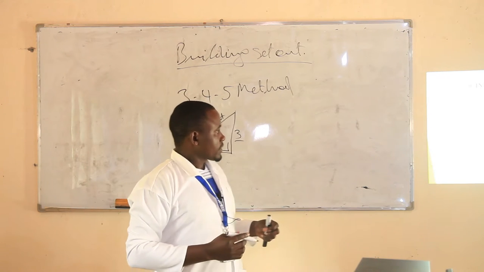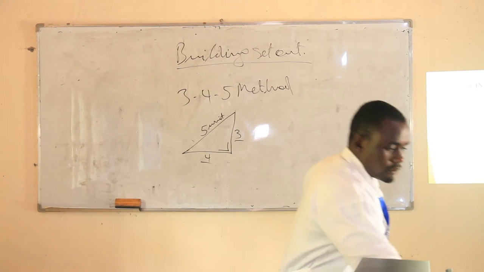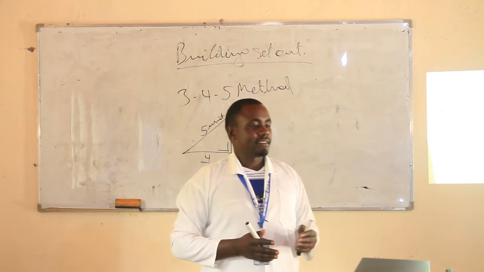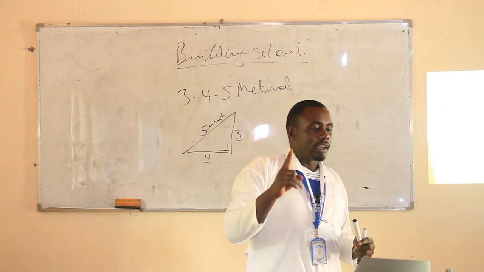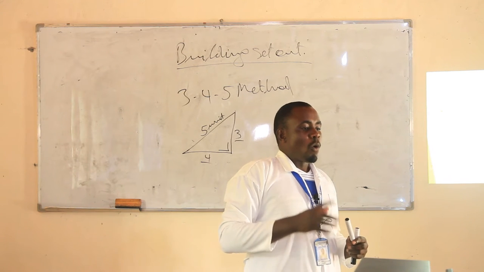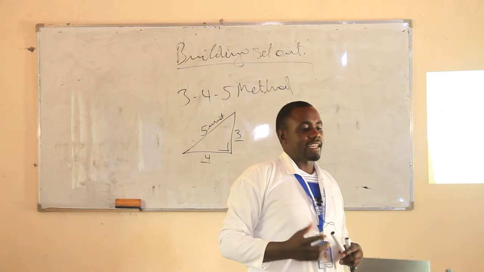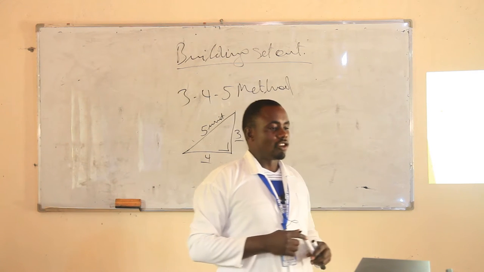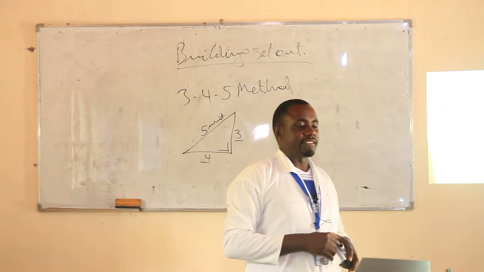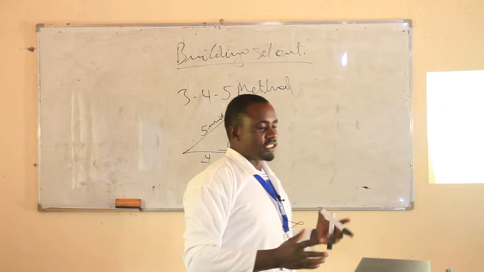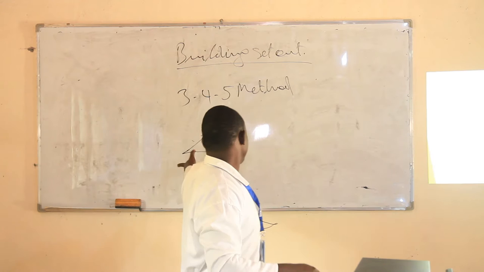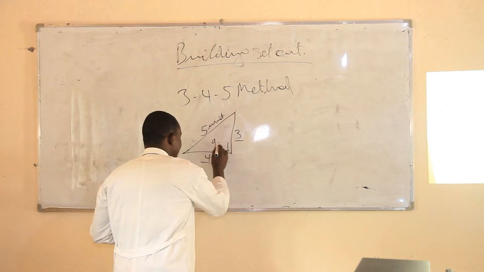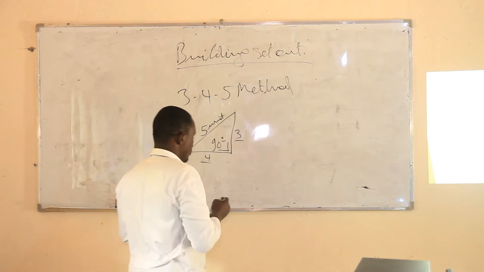So, simply, this method is used to determine a certain 90 degrees angle when setting out your building site. Basically, if you mark out a triangle that has sides measuring 3 feet, as I have said, 3 and 4, it will give you 5 at the hypotenuse. Now you will have here a 90 degrees right angle.